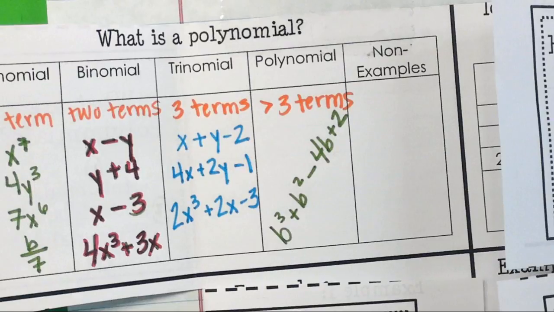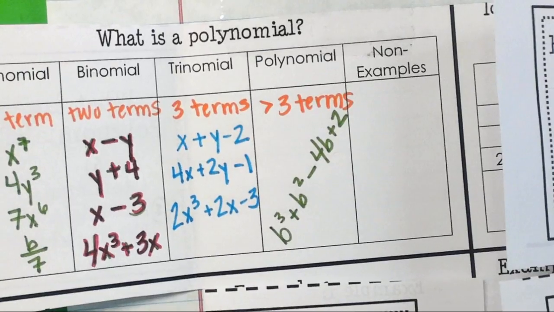How many terms does that have? 4. 4 terms. One hint is that if you count the number of signs, there were 3 signs. It's always one more than that. So 3 signs, 4 terms.